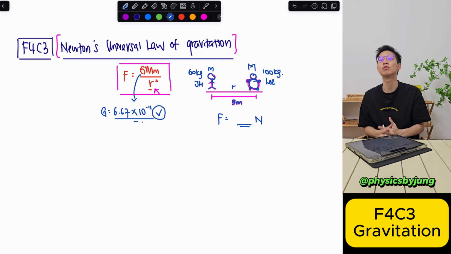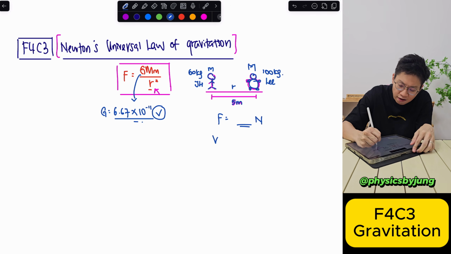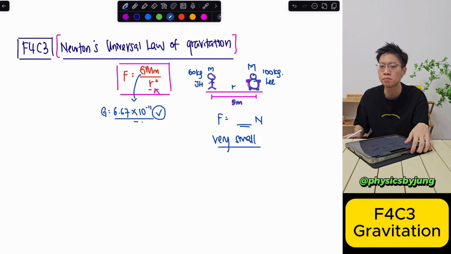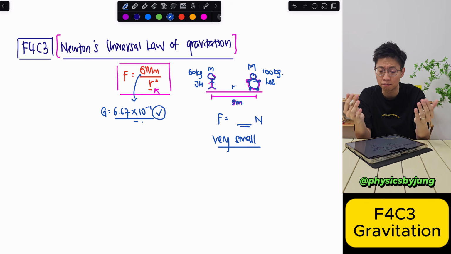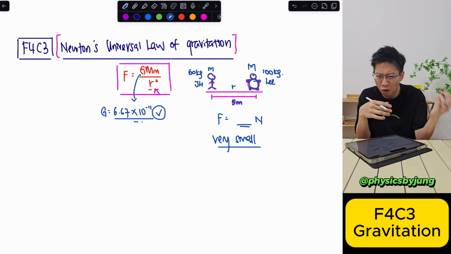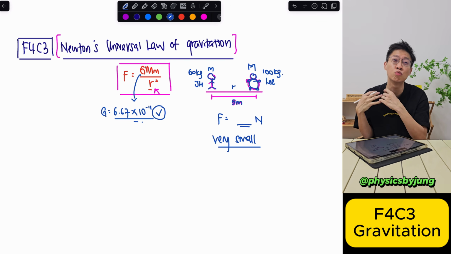If you calculate this force with your calculator, you will realize that this force is very small, so small that you will hardly notice it, because it will be maybe times 10 to the power of negative 5, negative 6. So it's 0.00000001 Newton. However, there is such a force, it is just too small.